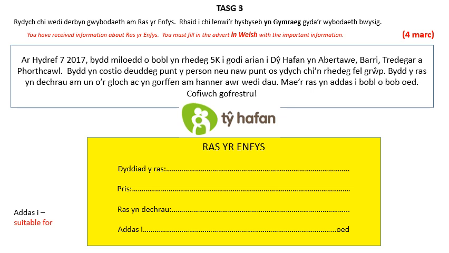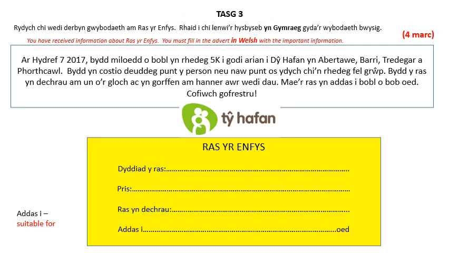Okay, so now you would have to fill in this little form here. It says you have received information about ras yr enfys. You must fill in the advert in Welsh with the important information. Okay, so I'd like you to pause the video now, have a quick read of the information in the box, and then see if you can pick out that information at the bottom there and fill in your advert at the bottom. Okay, let's have a look. How did you get on? Make sure if you haven't done it yet, you pause the video before we go through the answers and you have a go on your own.